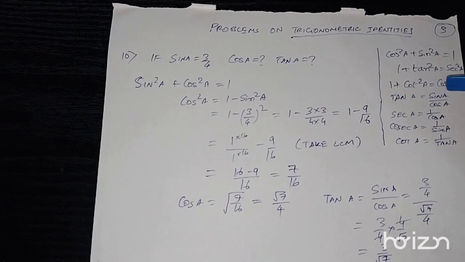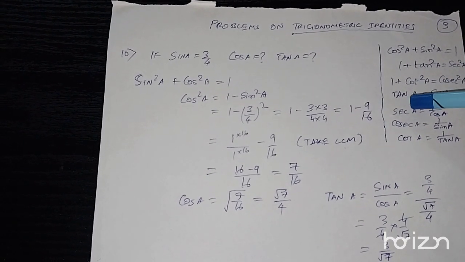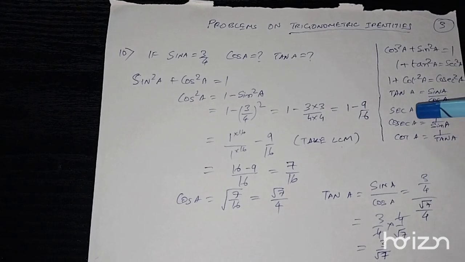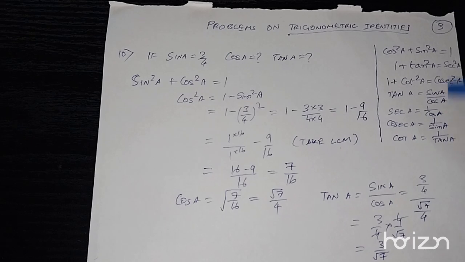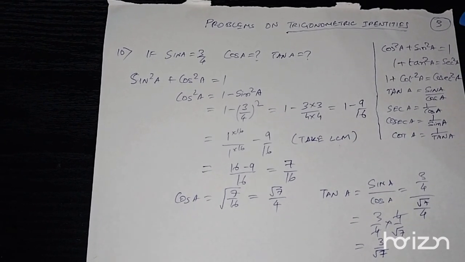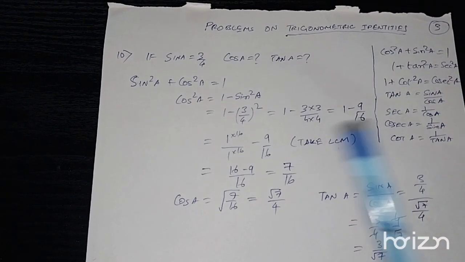Okay, tan a is sin a by cos a, secant a is 1 upon cos a, cosecant is 1 upon sin a, and cot is 1 upon tan. So all these trigonometric identities you should always remember. Okay, now let's look at the problem.